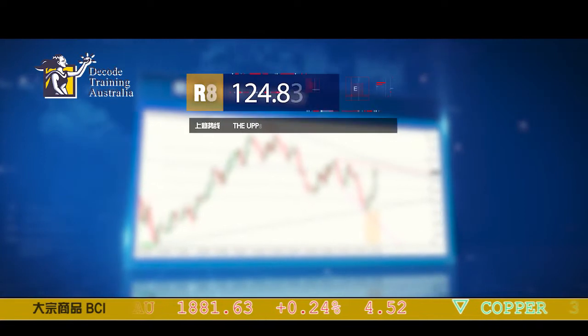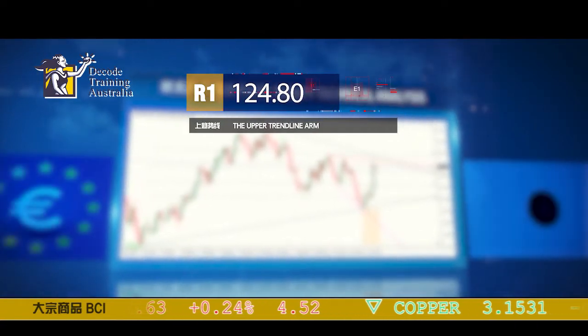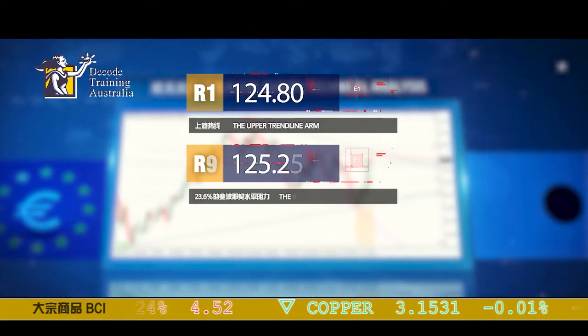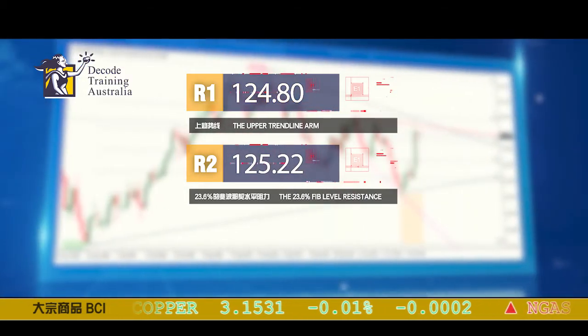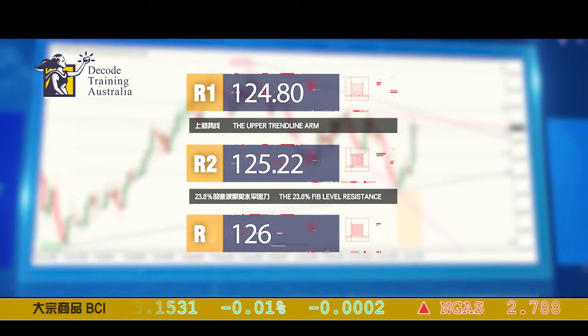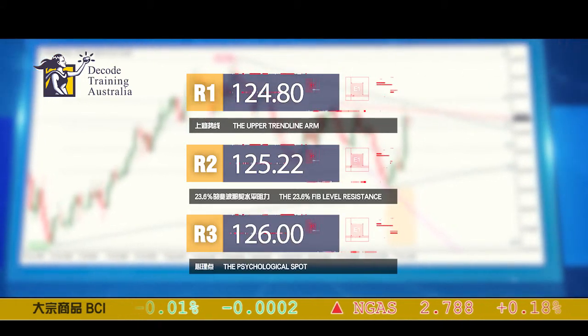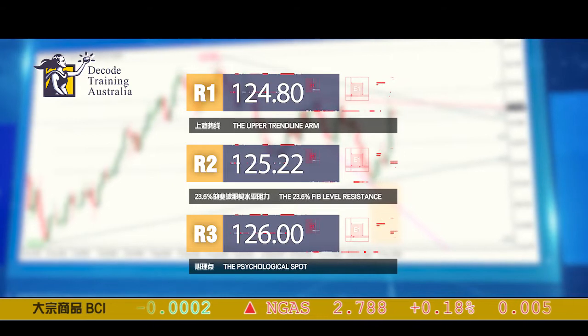The price of the pair might come across some critical resistance levels, making it difficult for the pair to pass through the listed price tags. Resistance 1, 124.80, the upper trend line arm. Resistance 2, 125.22, the 23.6% Fibonacci level resistance. Resistance 3, 126.00, the psychological spot. On the downside, Euro-Yen might find some crucial support levels preventing the price from dropping below the listed support levels.